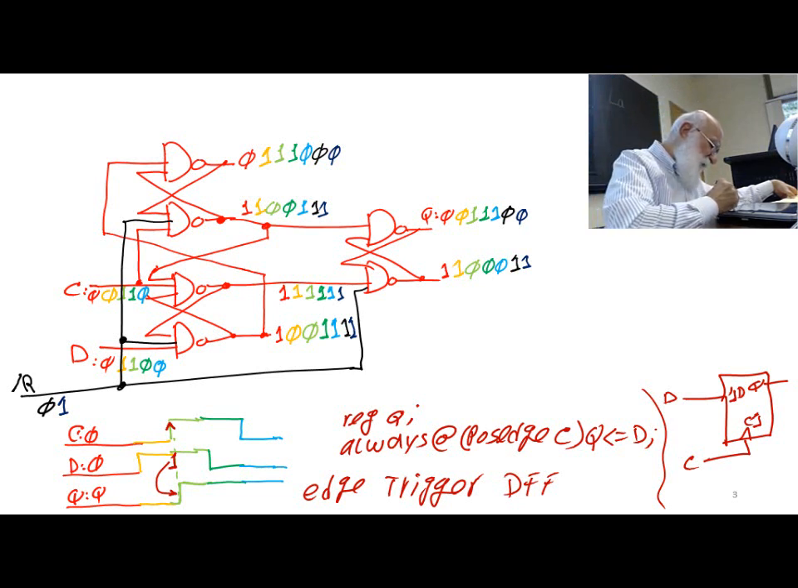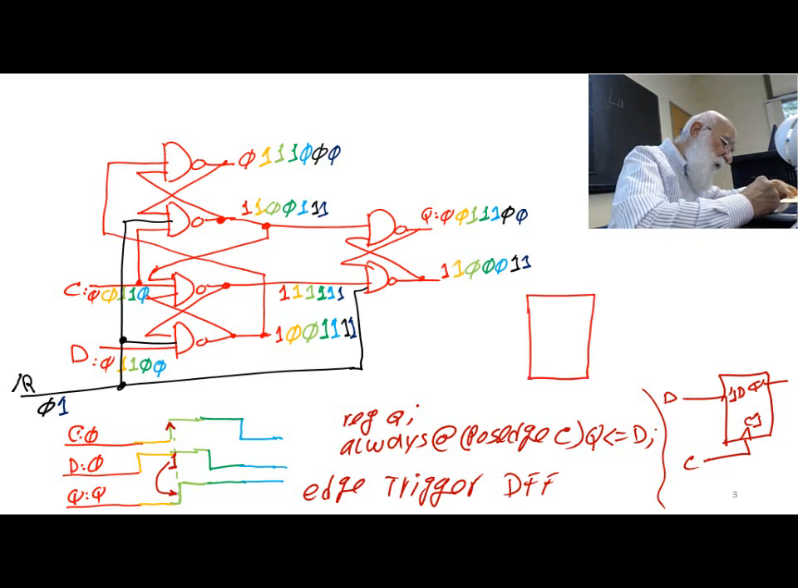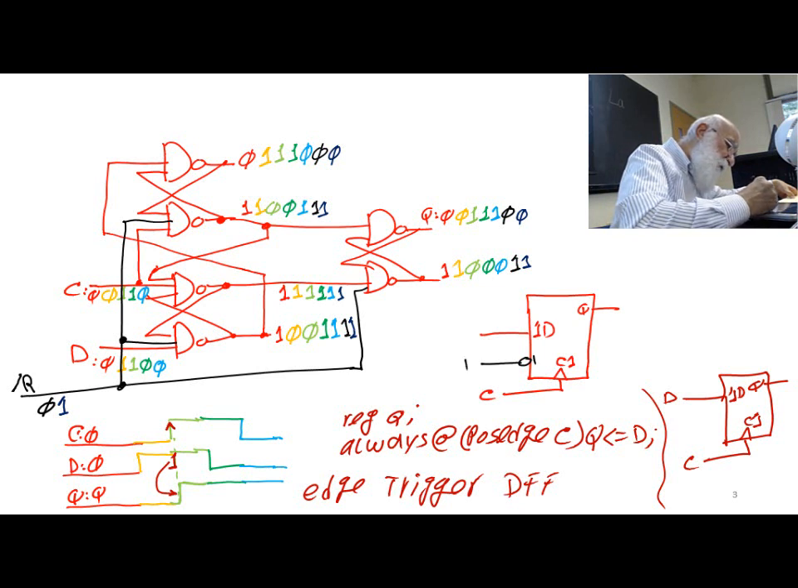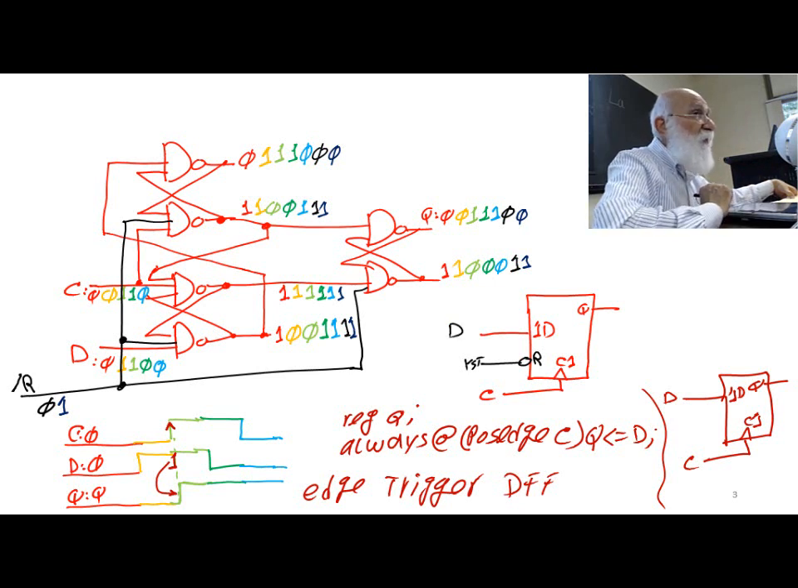Okay? If I want to show the symbol of this, it becomes something like this. This was my flip-flop before I add the black line. See? C1, 1D, Q, and the black line is this. Active low reset. And notice that this is the reset, this is the clock, this is the D input.